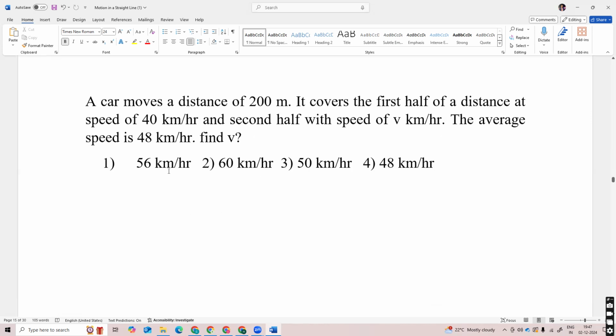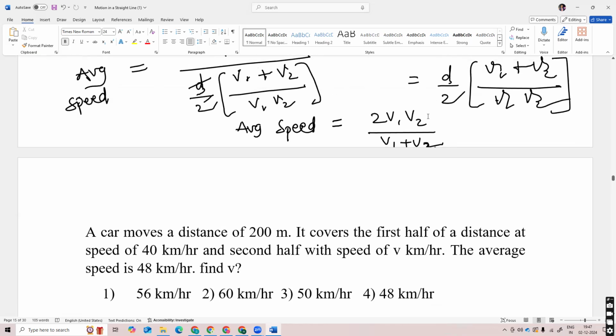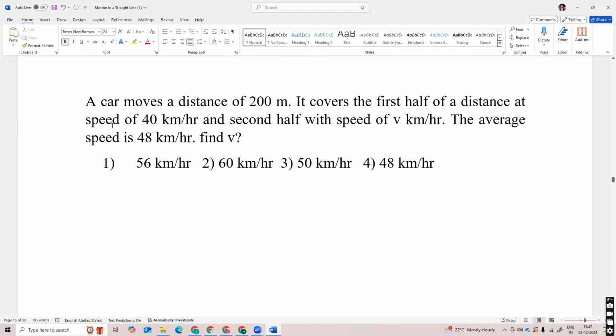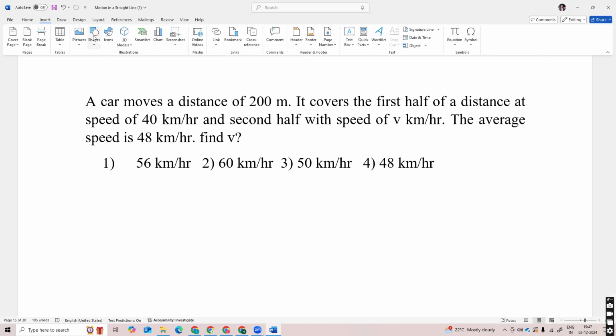So the next question: a car moves a distance of 200 meter. It covers the first half of the distance at a speed of 40 kilometer per hour and the second half of the distance with a speed of v kilometer per hour. The average speed given is 48 kilometer per hour. So they are asking us to find v. Either you can use this formula directly, because it is given as half, but we will go step by step again, to get a better understanding.